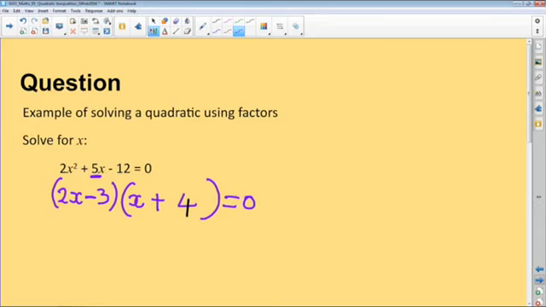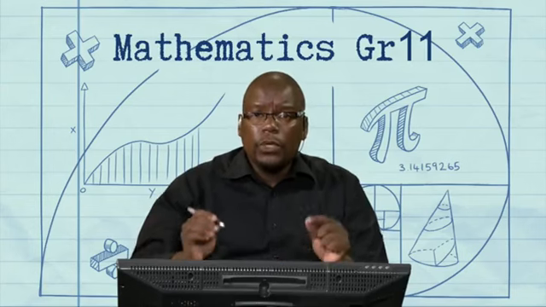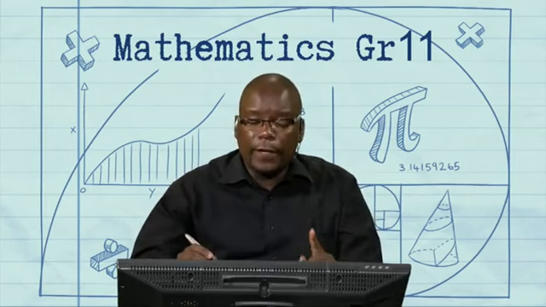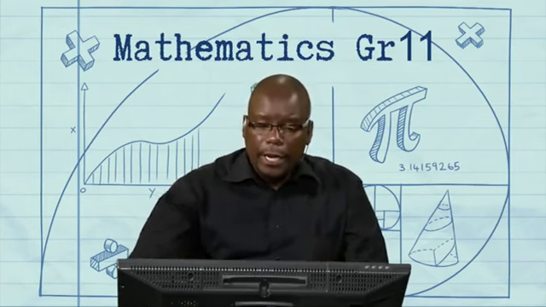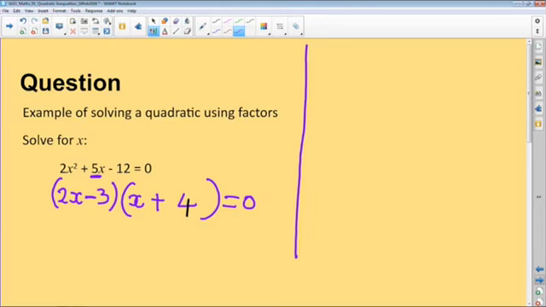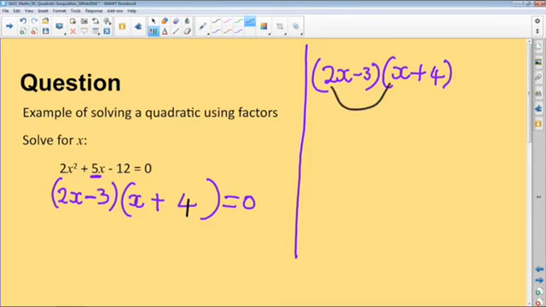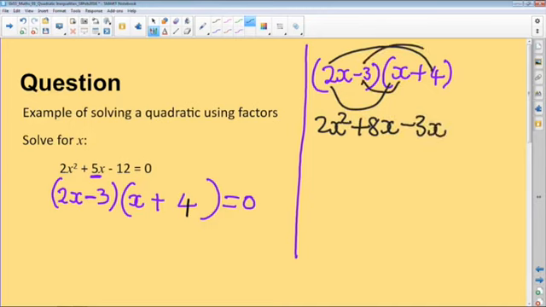In grade 11, we are familiar now with factorizing a quadratic. But guys, please make sure when you have factorized, you work it out and see if it gives you back the original equation. With this one, you've got 2x minus 3, bracket, x plus 4. Let's multiply out. 2x by x is 2x squared. Plus 4 times 2x is plus 8x. Your middle term will be minus 3x, and the last term is minus 12.